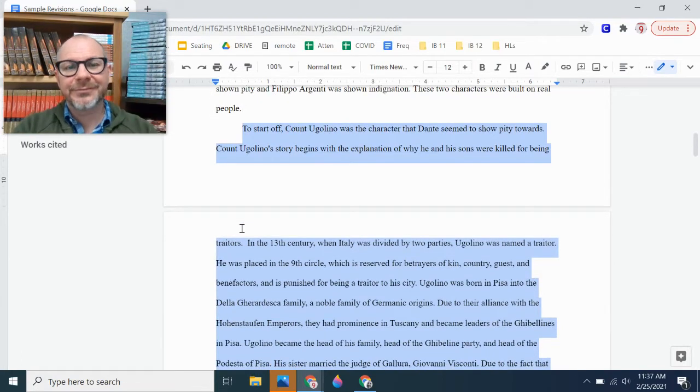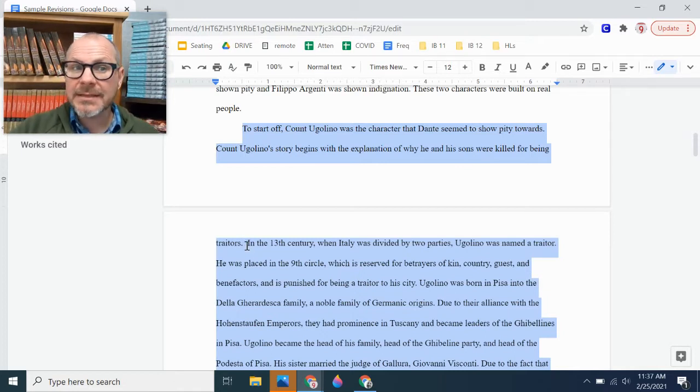To start off, Count Ugolino was the character that Dante seemed to show pity towards. Topic sentence. Okay, topic sentence. Count Ugolino's story begins with the explanation of why he and his sons were killed for being traitors. In the 13th century, when Italy was divided by 2 parties, Ugolino was named a traitor.